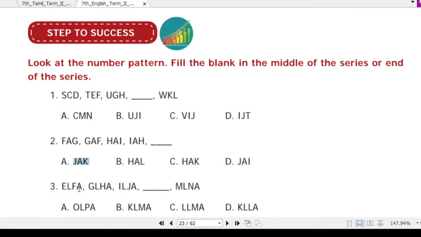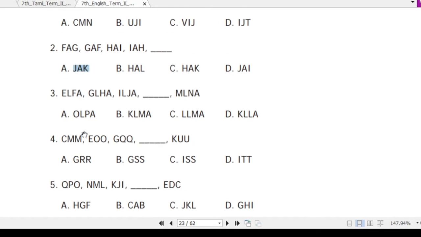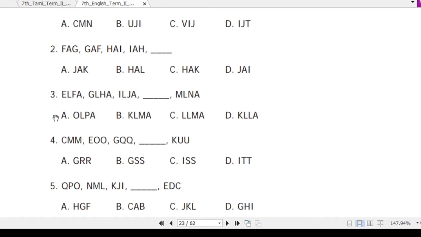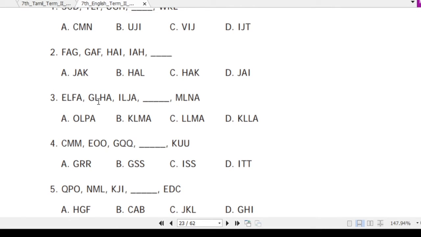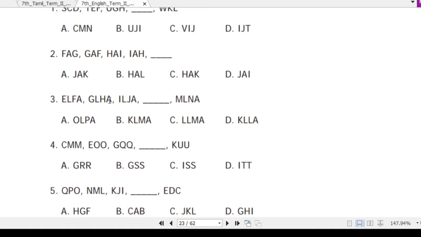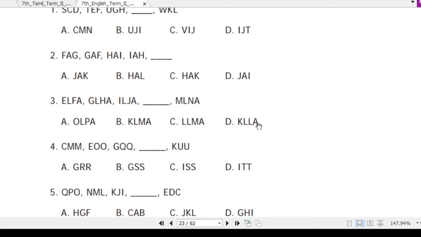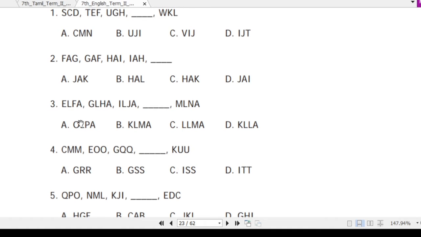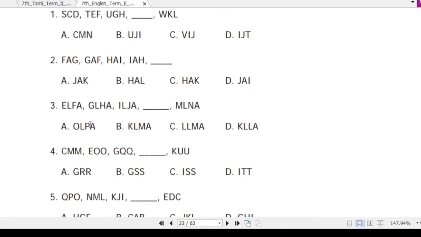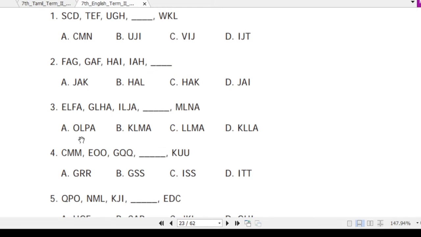Then let us see the third one. Read the third one. E L F A G L H A. So the last letter should be A, isn't it? All letters, A is the last one. So we have the last letter as A.